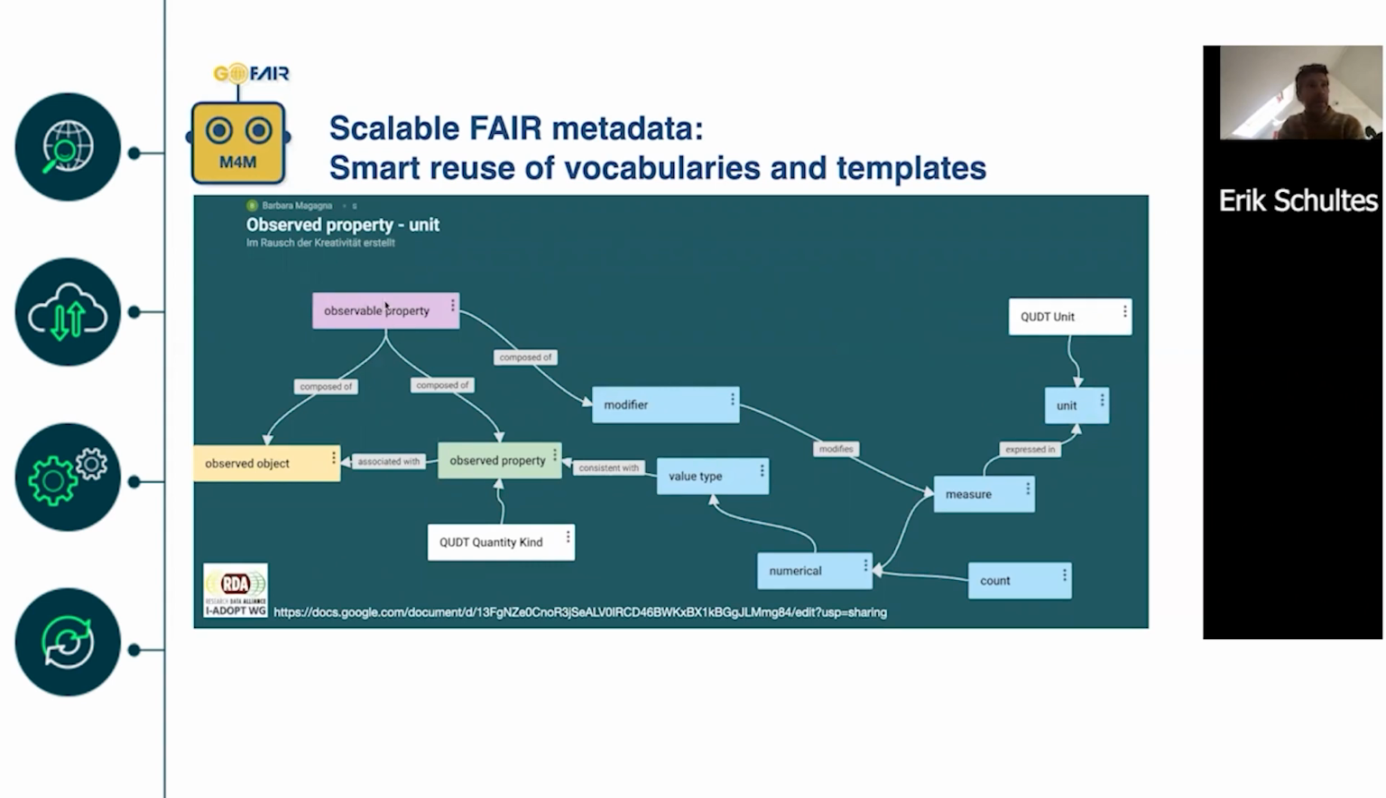And so what you can see is that the observable property, so the thing that you're measuring, can be characterized by observed object, observed property of that object. And there's modifiers, including measurements and units of measure. And we will be extending, or let's say adopting, vocabularies for this model from the QDT unit and QDT quantity kind vocabulary.